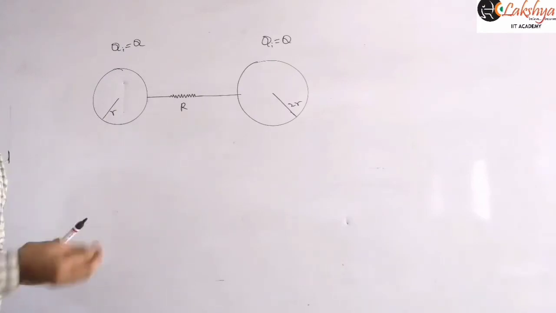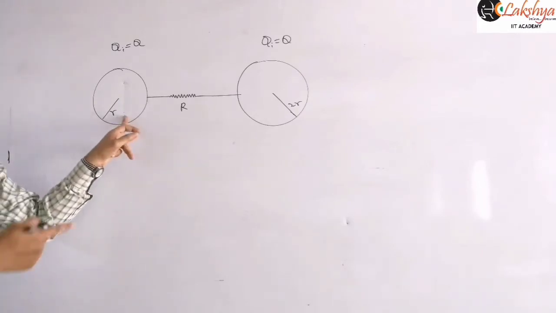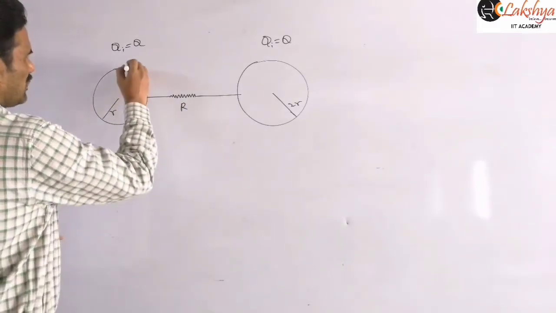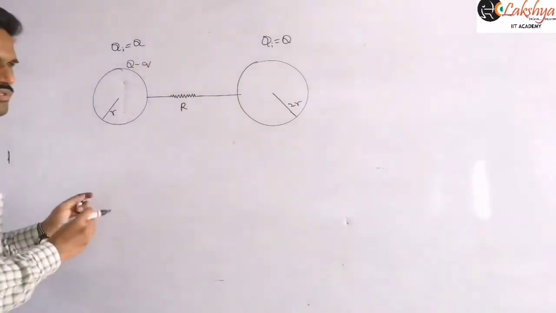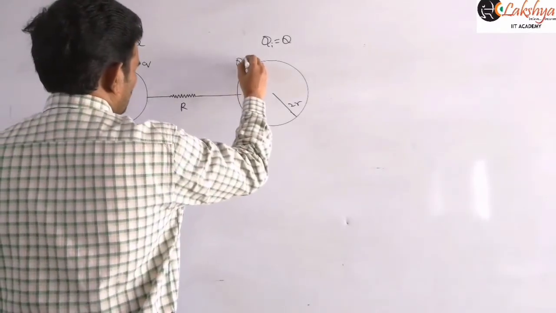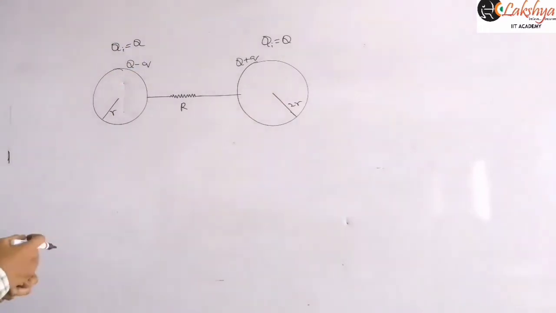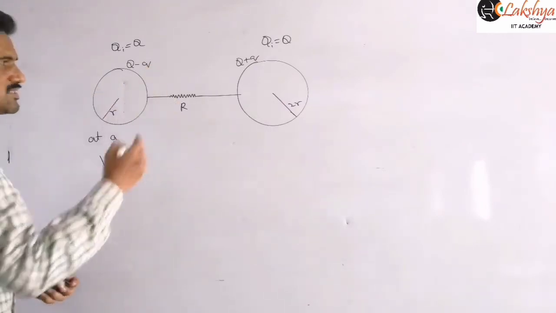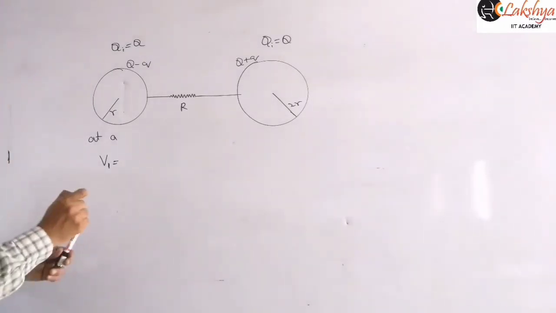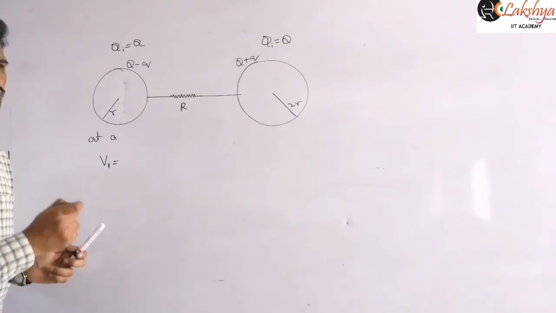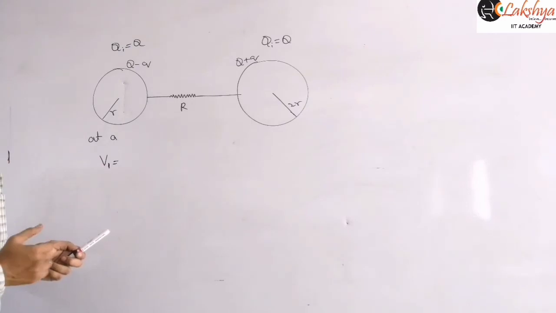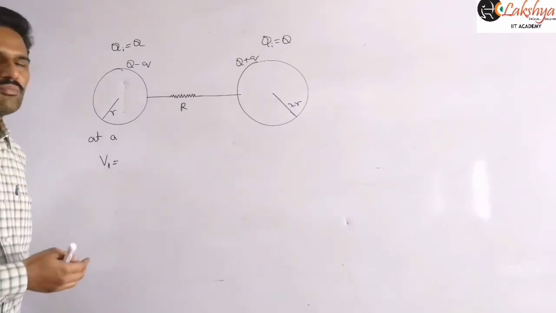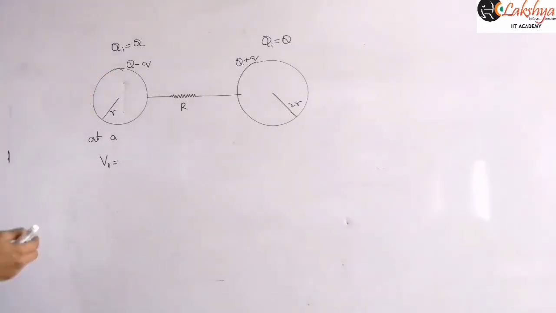Initially we know that charge flows from high potential to low potential. So, the smaller sphere will have the higher potential when compared to the other, and charge is assumed to flow from this sphere to that sphere. Here I am taking the charge present on this sphere at any instant as Q minus q, where q is the charge flowing through, and the charge on the other as Q plus q. Now let us write the potential of the first sphere. First we write the assumption: let a small amount of charge q be transferred from the sphere of radius r to the bigger sphere.